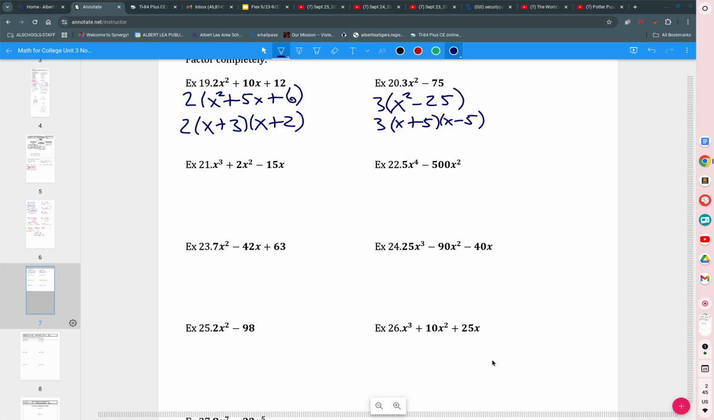What's the common factor for 21? X. I'm left with x squared plus x minus 15. This now factors as a trinomial. Two numbers that multiply to negative 15. Whoop, I forgot the 2. I did that last hour as well. Two numbers that multiply to negative 15, they add to a positive 2. Positive 5 and negative 3.